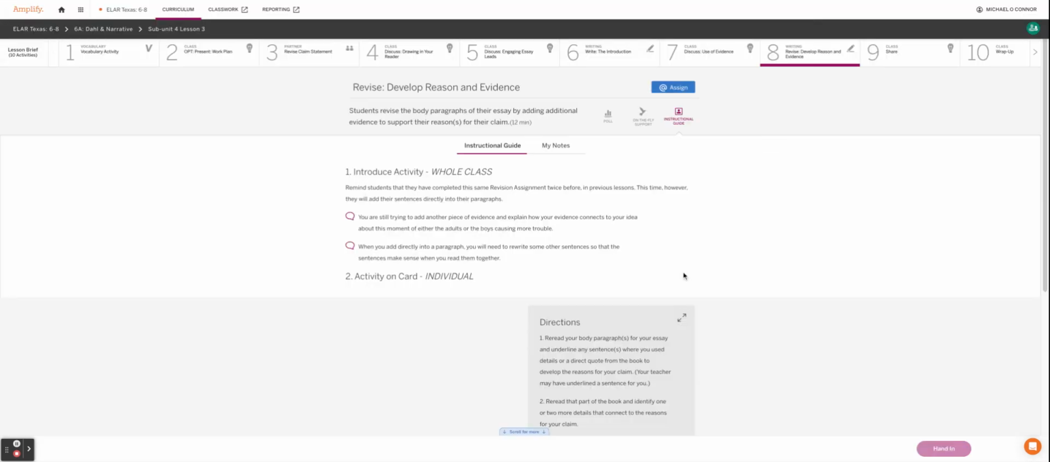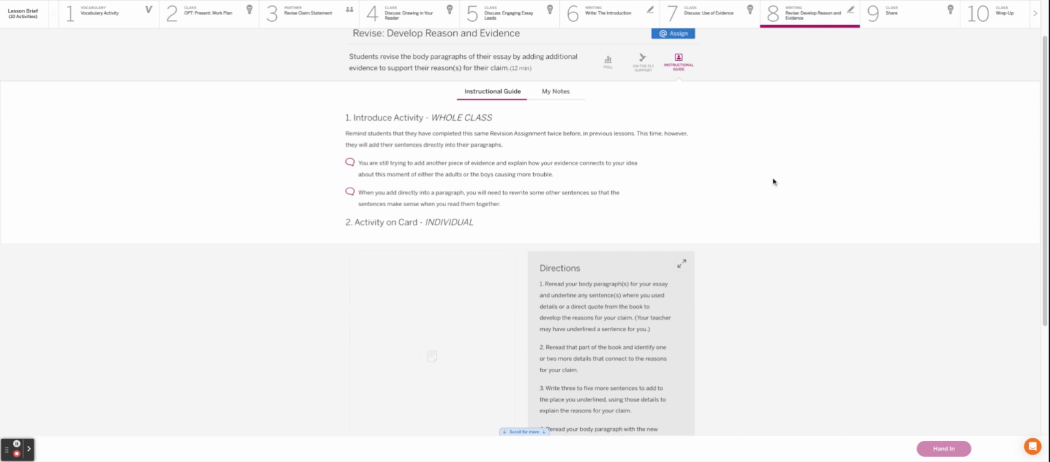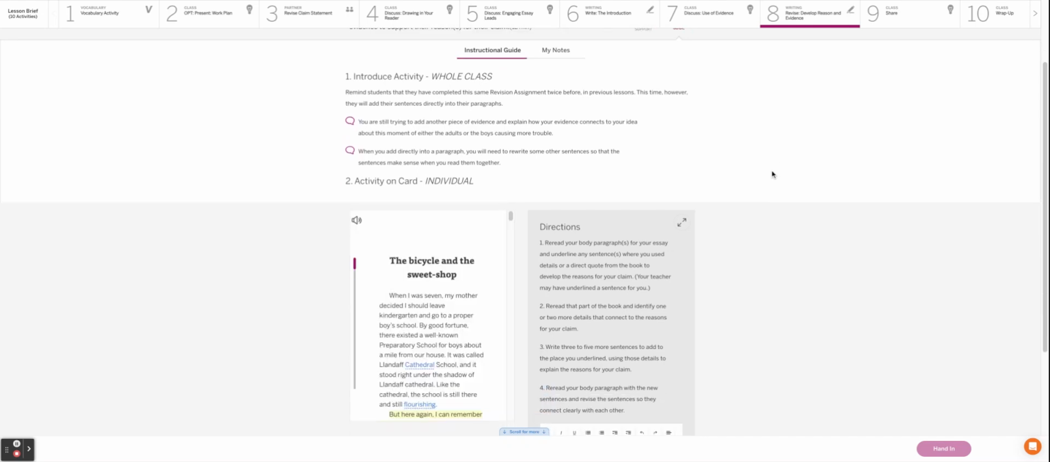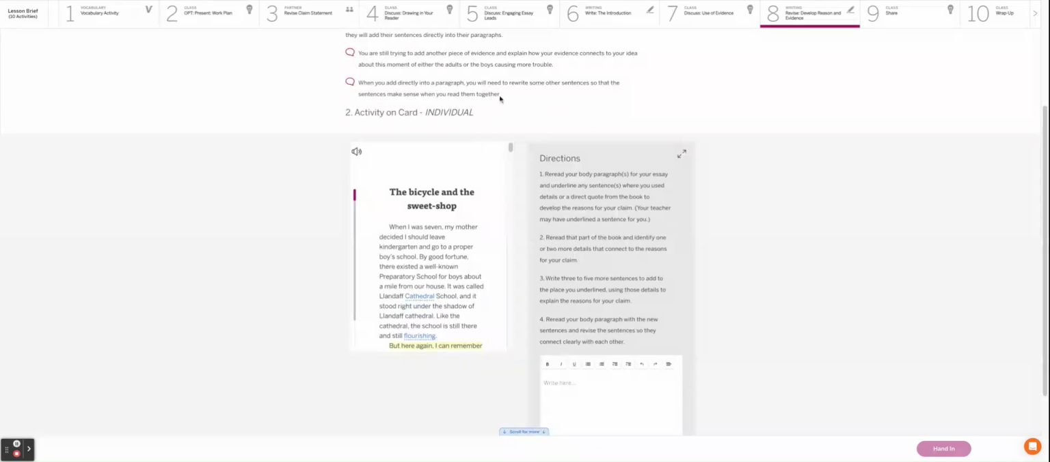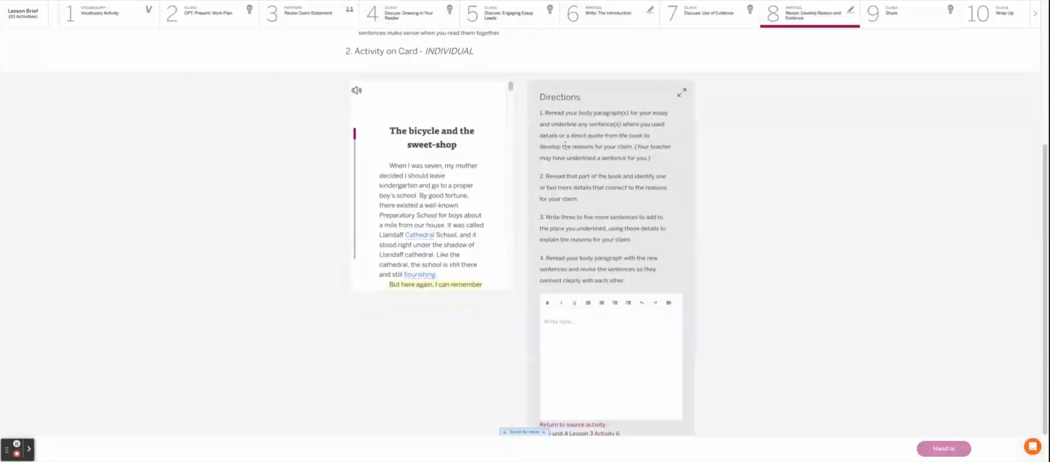And activity 8, we're actually going to start to revise our evidence a little bit. So you're adding another piece of evidence to explain how your evidence connects your idea about this moment that you picked, either the boys or the adults causing more trouble. When you add it directly into a paragraph, you need to rewrite some other sentences so that it makes sense when you connect and read them all together. So here are your instructions.